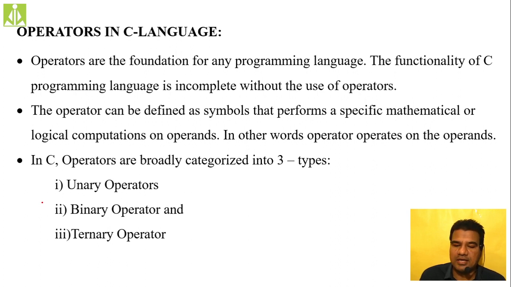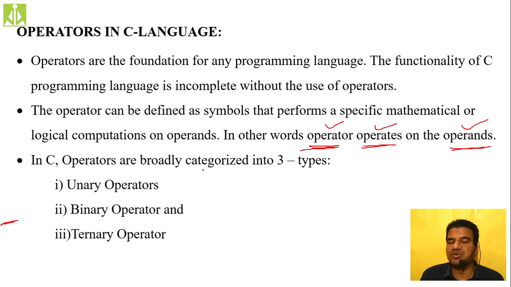Maybe the pronunciation I am giving will not be clear, but when you read it you will get it clearly. The operator is something which operates on operands. Operator operates on operands, like this you remember. In C, operators are broadly categorized into three types.